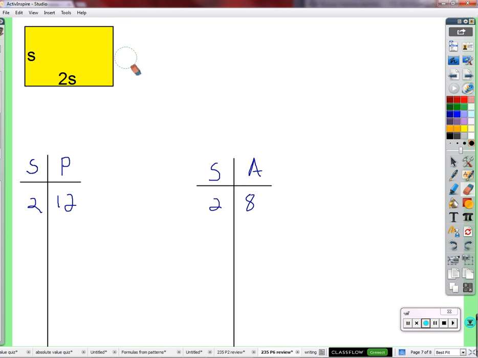Okay, so for that, let's change this to 4. What if this is 4? What would be the perimeter then? 24.